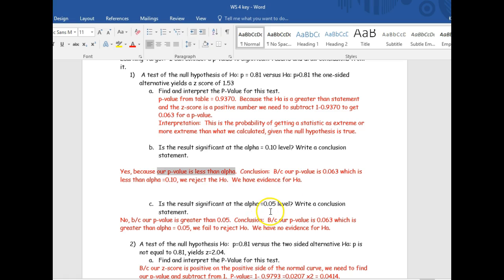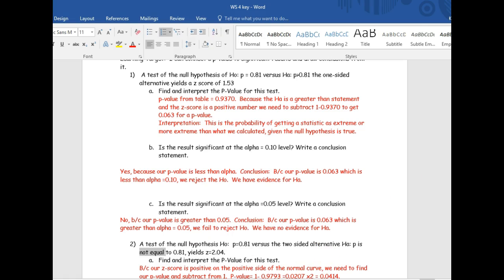But now in part C, I changed the significance level to 0.05. Well, our p-value is 0.063, so now that's greater than 0.05, so we do not have significant results. As a conclusion, we would say because our p-value is 0.063, which is greater than alpha, 0.05, we fail to reject the null hypothesis, and we have no evidence for HA. Now, I'm not going to do number 2 for you. You're going to do this one, but I want you to notice that it is a two-sided test. That means it's a not equals to. So once you find your p-value, you need to remember to multiply by 2.